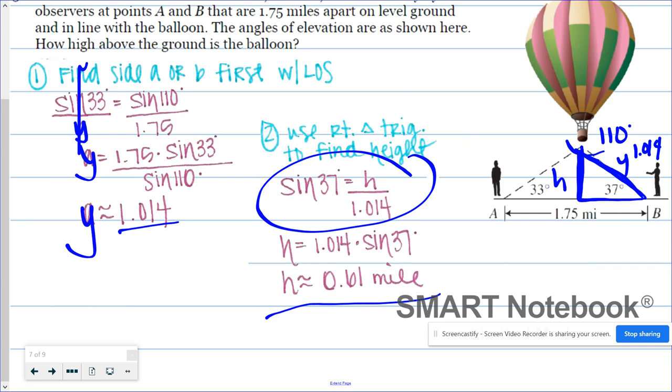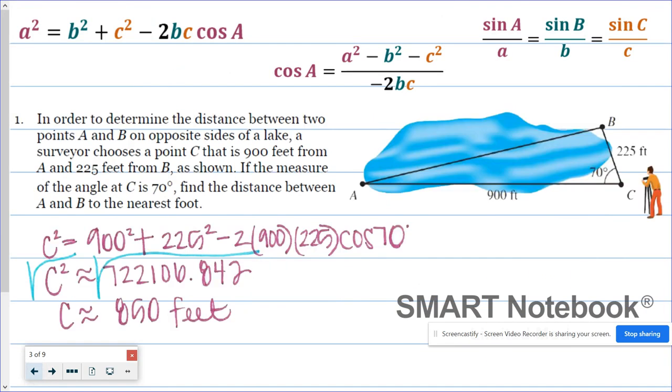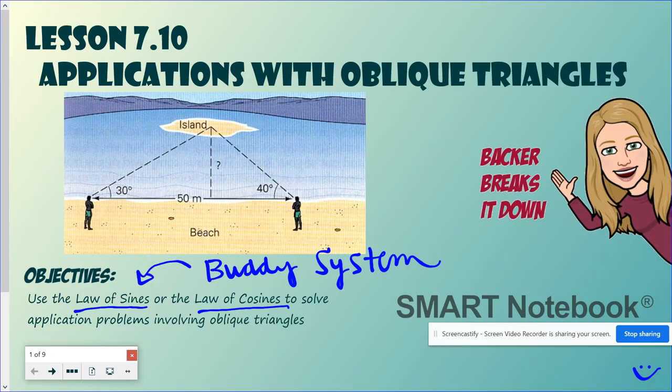And so this was how we opened this whole lesson. How far is the island from the beach? You can do such a problem now using what we did in the hot air balloon problem. Use the law of sines to find one of these two missing sides and then use a regular right triangle trig ratio to find the height or the distance the island is from the beach. Try it. And that's how Backer breaks it down.